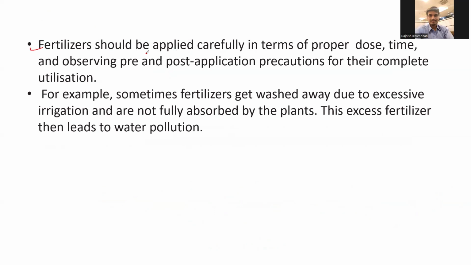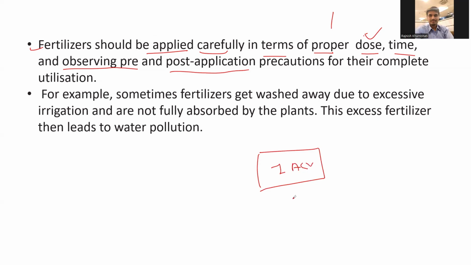The fertilizer should be applied carefully in terms of proper dose, timing, and observing pre and post application. Why? Because fertilizers are chemical. So when we give chemical to the farm, we have to understand its dose, that is, how much you should give and at which time. Like there is 1 acre, for example. Let me draw it here. For example, this is the 1 acre plant. So in 1 acre, normally you should give 20 kg maximum of fertilizer. This is an example. But some farmers, to get even higher yield, are giving 50 kg in 1 acre.